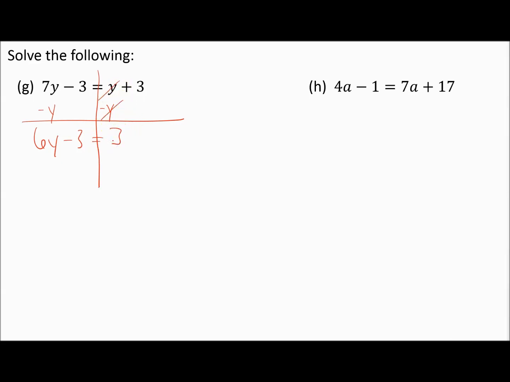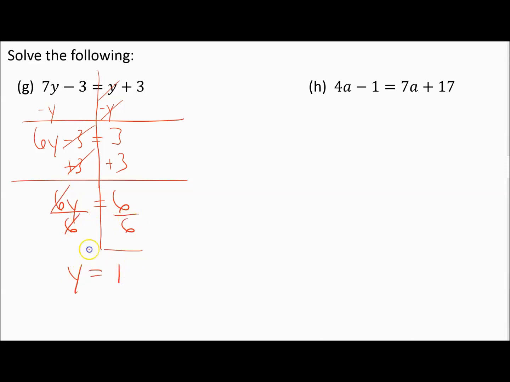Now I'm at what we call a two-step problem. And when you get to the two-step problem, you just add or subtract whatever's required. We needed to add 3. The opposite of minus 3 is add 3. Those cancel, so I have 6y is equal to 3 plus 3 is 6. And the last step always is divide by the coefficient of the variable. So divide by 6, divide by 6. So I have y is equal to 1.